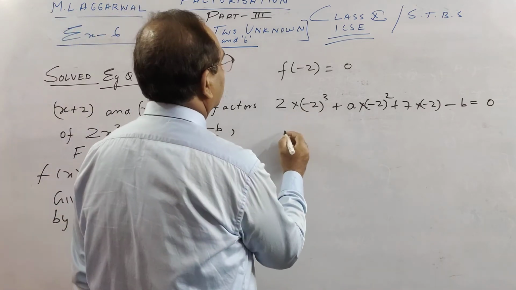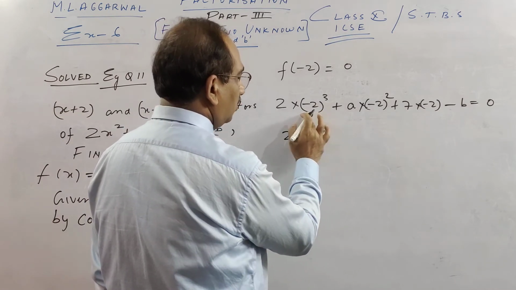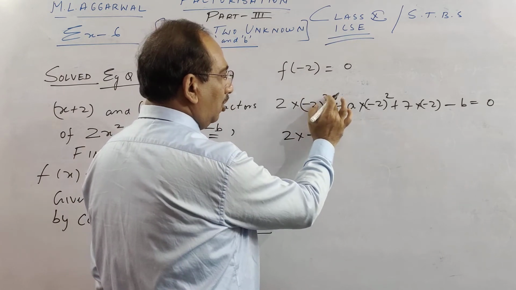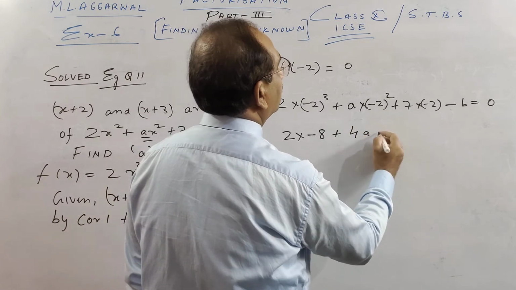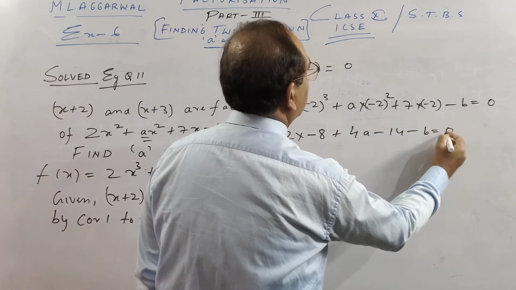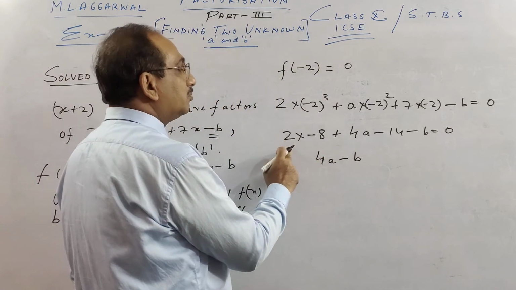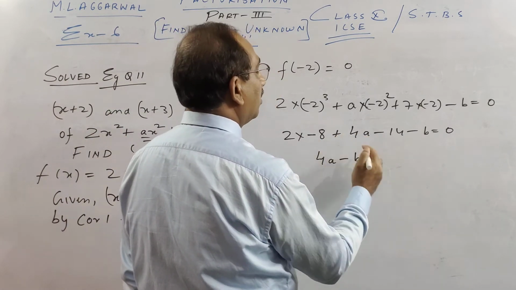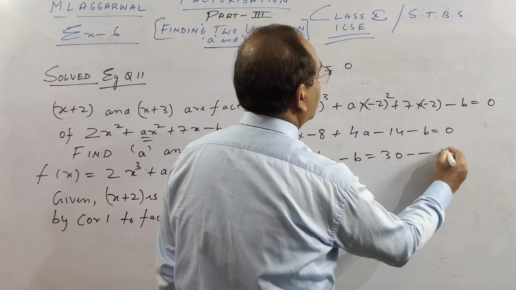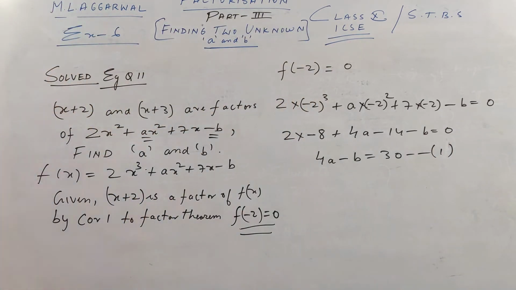So what do we get? 2 into (-2) cube is minus 16. Negative 2 to an odd power gives you minus. Then a into 4 is 4a. This will give you minus 14, minus b is 0. So what do we get, children? 4a minus b, minus 16 and minus 14, this side will become minus 30. If you take it to that side, you get 4a minus b is equal to 30.